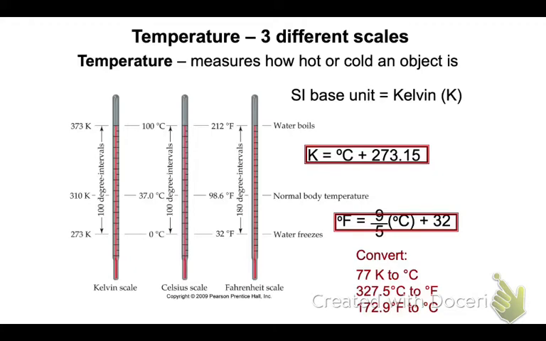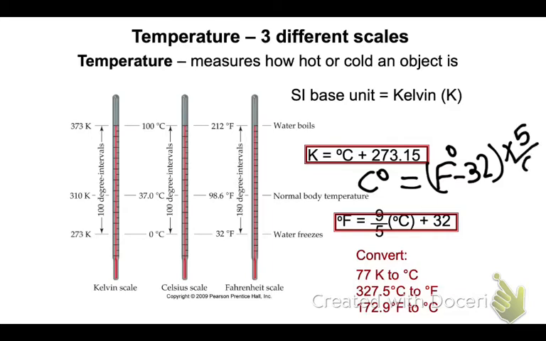Now, I'm going to write down for you how you get degree Celsius from Fahrenheit. What you do is you get your degree Fahrenheit and you subtract the 32 first, and then you multiply that by 5/9, and this is how you get your degree Celsius.